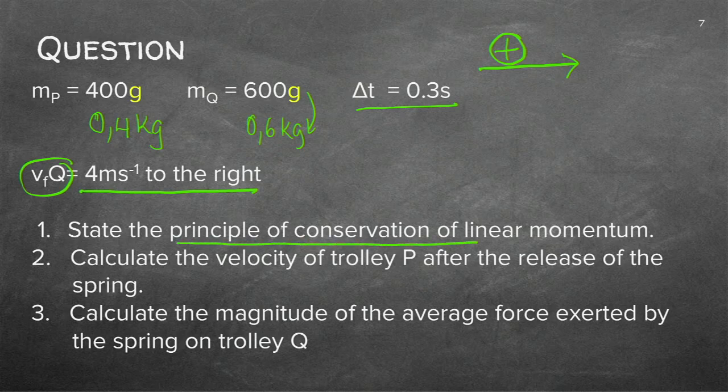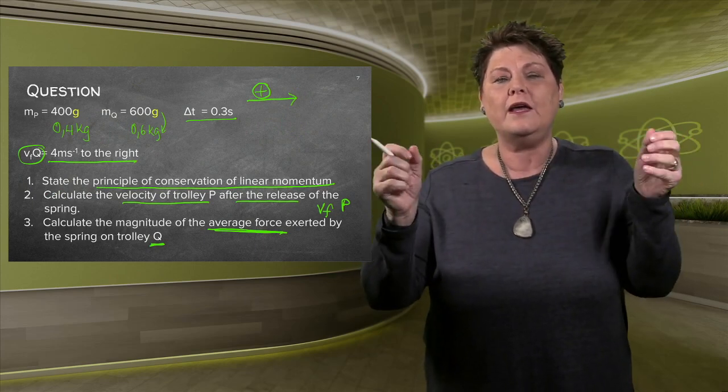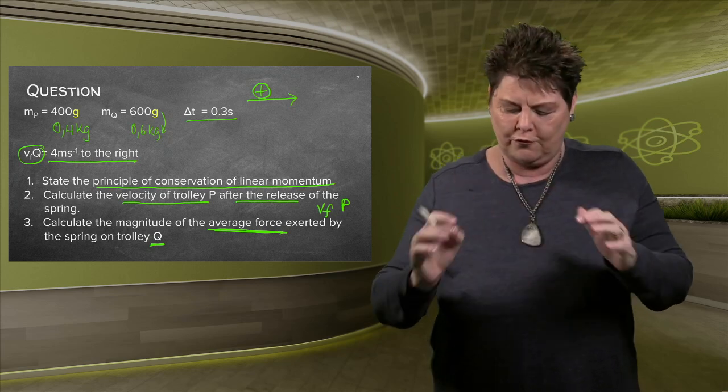State the principle of conservation of linear momentum. It always will start with a theory question. Calculate the velocity of trolley P after the release. What did I tell you? They'll ask me the final velocity of P. And then they ask me, calculate the magnitude of the force exerted by the spring. So the spring was compressed. It's now pushing the trolleys away. They want me to calculate that force.